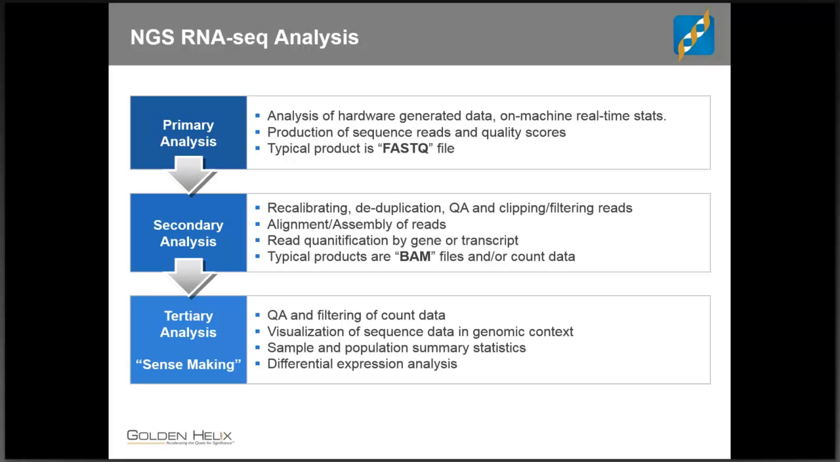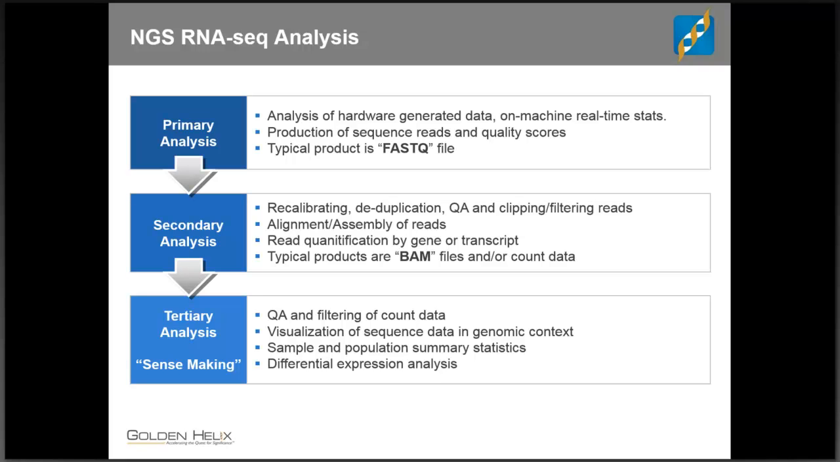RNA-Seq workflows usually go through 3 steps: primary analysis, secondary analysis, and tertiary analysis, the sense-making step. Primary analysis is the generation of data, on-machine real-time statistics, the production of sequence reads and quality scores, and the typical end product is a FASTQ file.